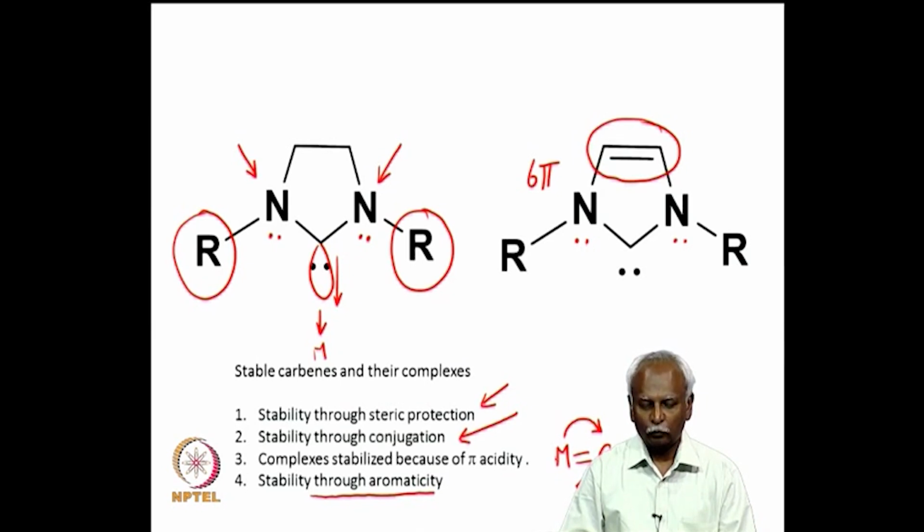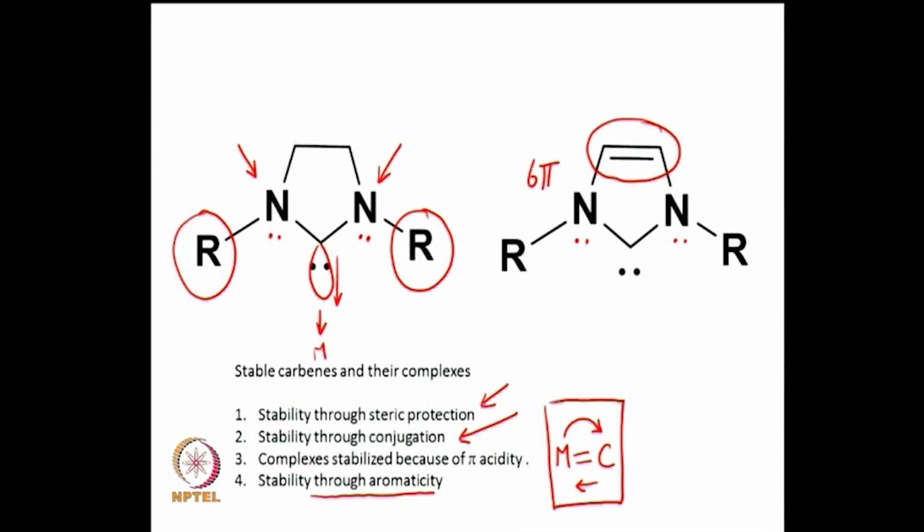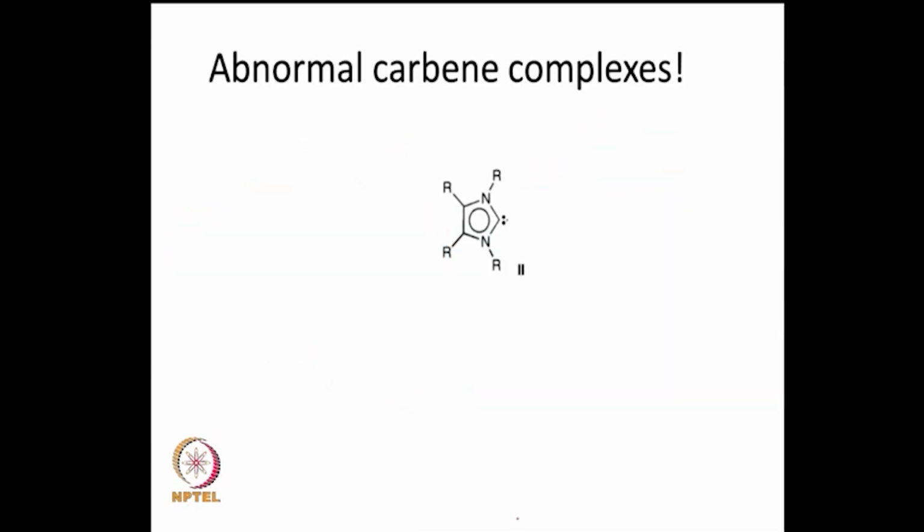So, there is stability through steric protection, stability through conjugation, and stability because of the aromatic system that is formed in this ring system, and all these factors stabilize the carbene. In addition, the carbene, when it complexes to the metal, is stabilized because of pi acidity, or the type of Dewar-Chatt-Duncanson resonance which occurs. From the metal, some electron density is pushed into the carbene carbon. So, these are N-heterocyclic carbenes, and they occupy a special place in the literature.